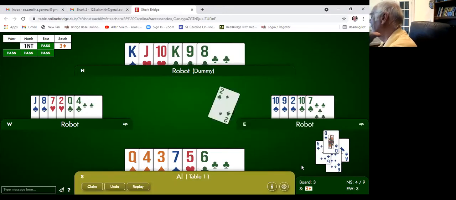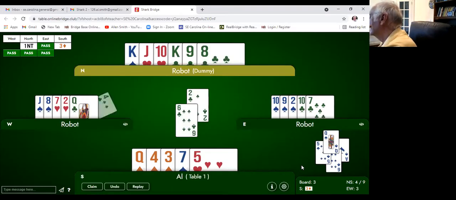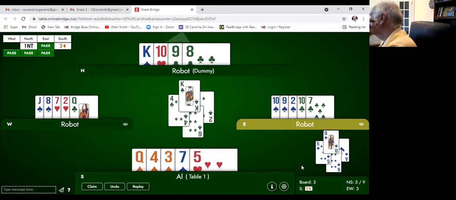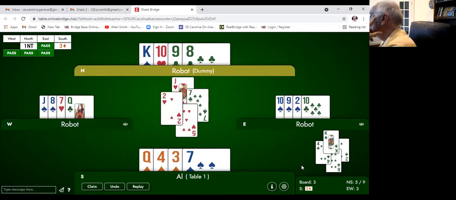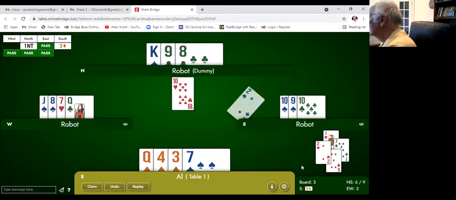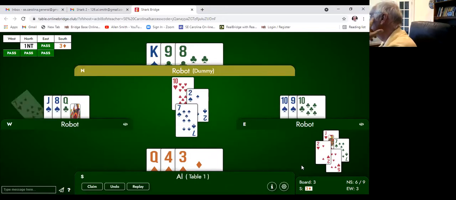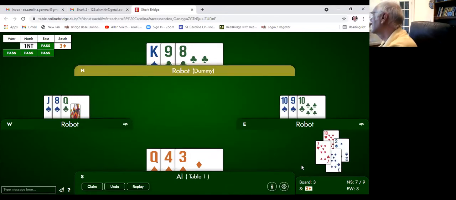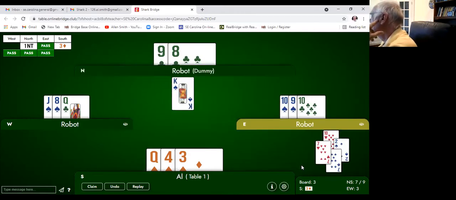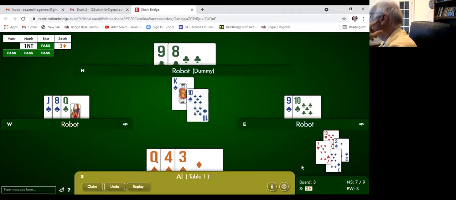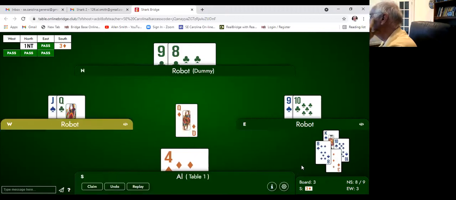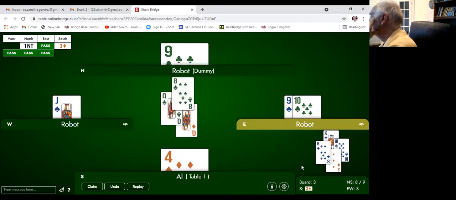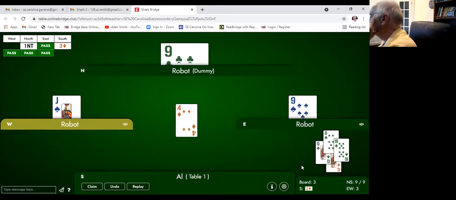Now they lead the club. All right, now we're going to take the king of clubs. We're going to take the king of hearts. The jack of hearts, ace, that's good. Okay, now all we've got is trump left. And what we're going to end up doing is taking 10 tricks. All right. We're going to have to ruff that, take the diamond. And lo and behold, we take 10 tricks.